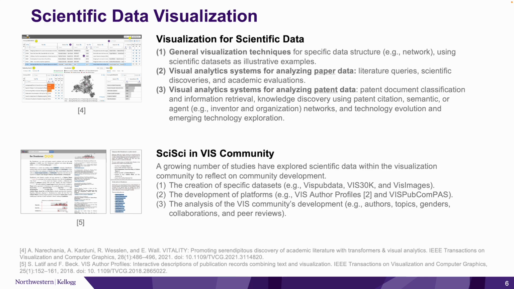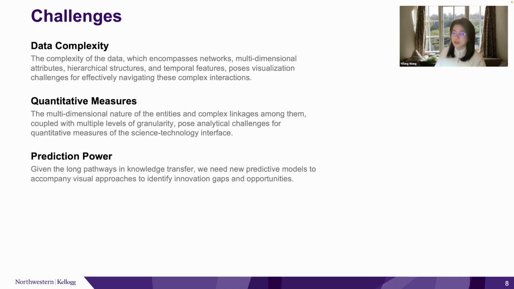Studies in the VIS community either use scientific databases to create general visualization techniques for data structures like network and text, or develop systems to support literature queries and academic evaluations. They have focused on either papers or patents separately, ignoring the complex interactions between them. So our focus here is to systematically study the new frontier of science and technology.